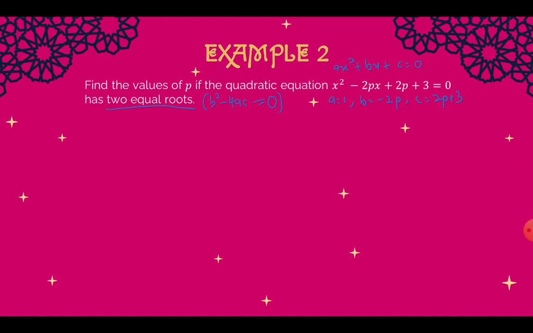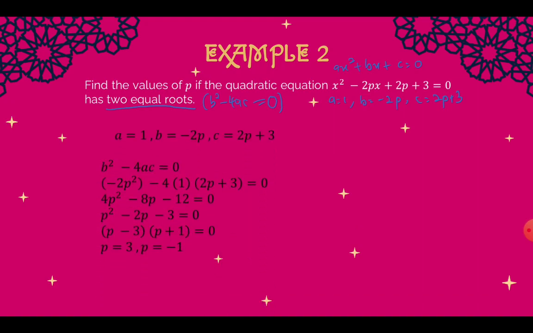Okay, let us look at what will happen. When we substitute the values of A, B, and C, we can see that we will have a quadratic equation in which p squared minus 2p minus 3 equals 0. Of course, the question asks for the values of p. So, p is equal to what? Okay, p is equal to y.